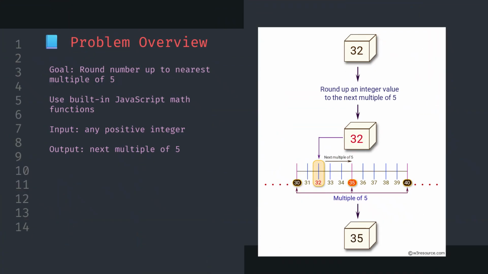Sometimes, we need to quickly snap a number up to the next 5. This is super common in billing apps, games, and other scoring tools. We'll write a small function to do exactly that. Let's check out the code together.